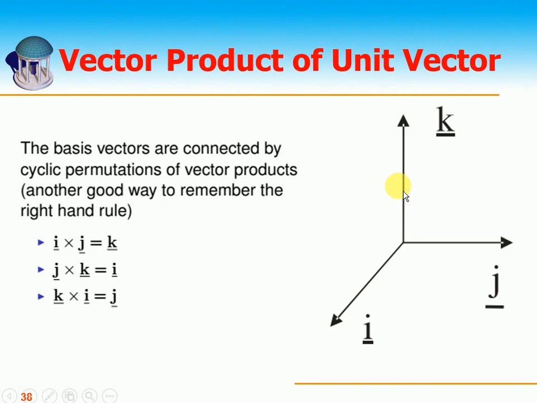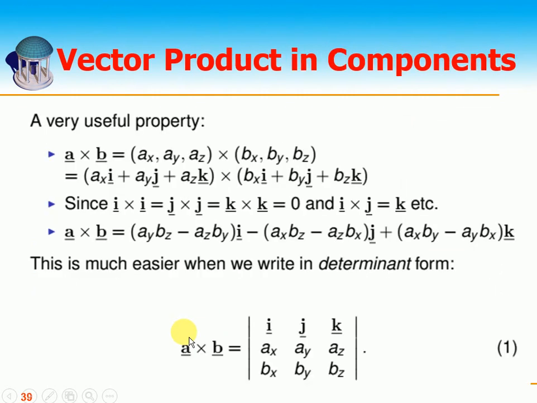Then j cross k, again in the same sense, is i. Then k cross i, again in the same sense, is j. But j cross i is minus k. k cross j is minus i, and i cross k is equal to minus j. As I told you earlier, A cross B is equal to minus B cross A, so in the opposite direction it will be minus. A very useful property: A cross B, for example, if we have two vectors ax, ay, az, and similarly bx, by, bz.